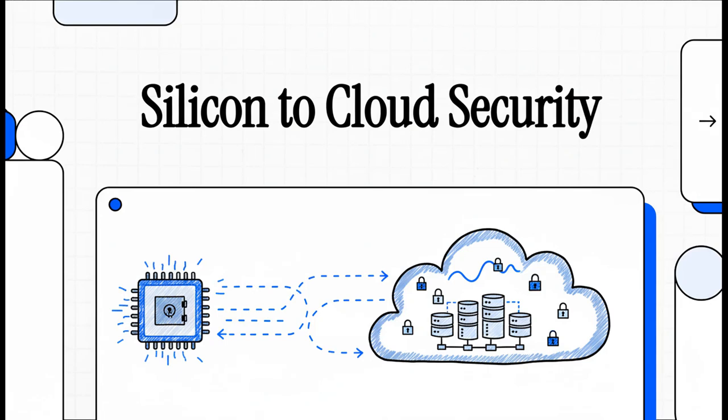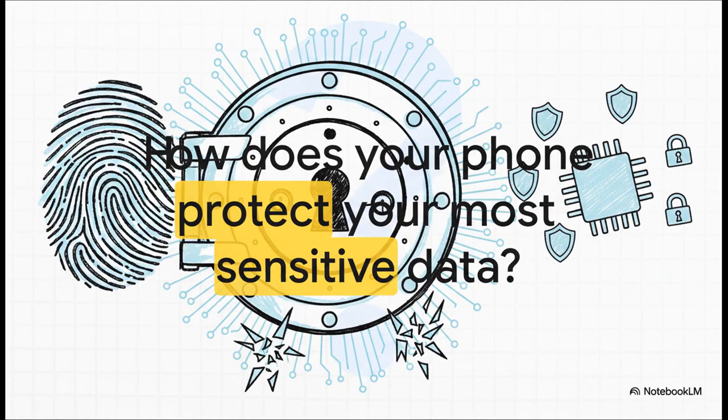Welcome to The Explainer. Today, we're going to trace the incredible path of digital security from a tiny lockdown vault inside your phone's processor all the way up to the massive cloud services that connect our entire world. Have you ever really thought about that?